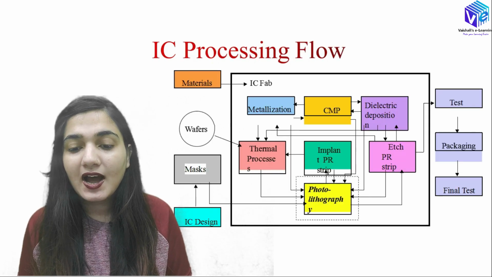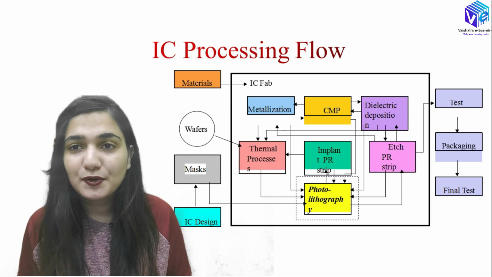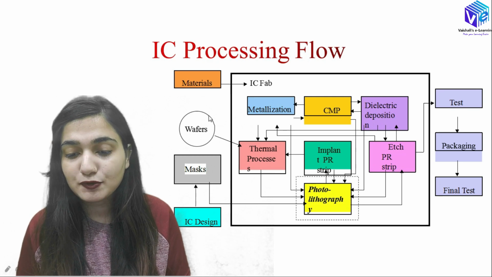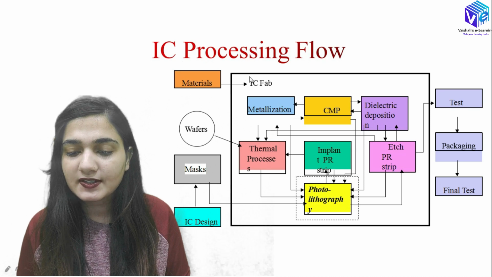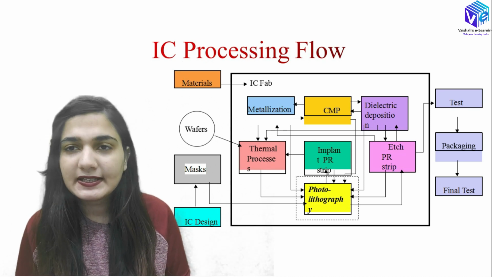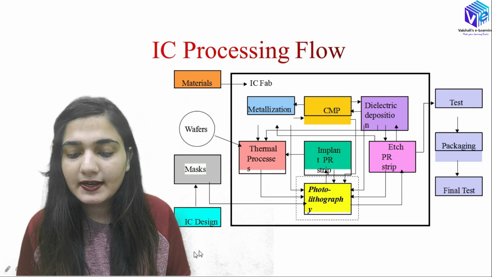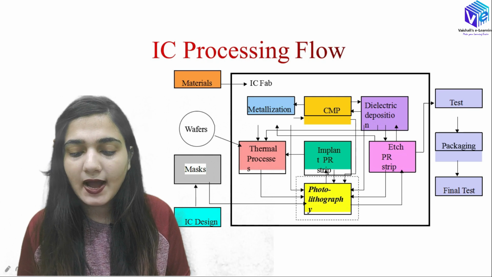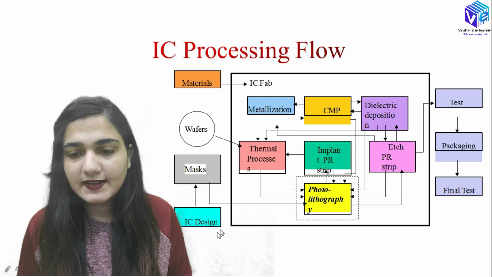Now what is the IC processing flow? I have shown this chart to you various times. Here we are going to see various steps. We have already discussed the materials, the silicon or the germanium and its material properties. I have told you that I require a design. I can make it automated, or I can make the design by manual designing also.